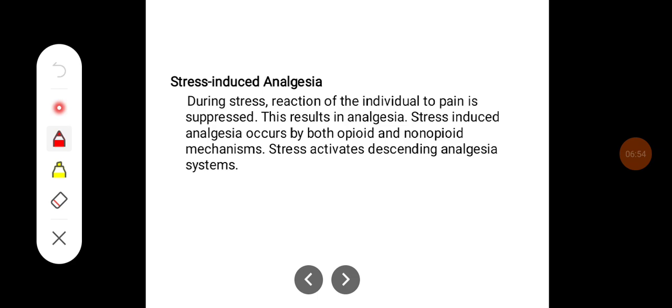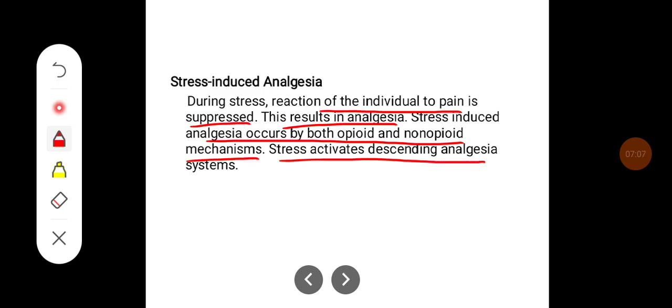Stress induced analgesia. During stress, the reaction of the individual to pain is suppressed. This results in analgesia. Stress induced analgesia occurs by both opioid and non opioid mechanisms. Stress activates the descending analgesic system.